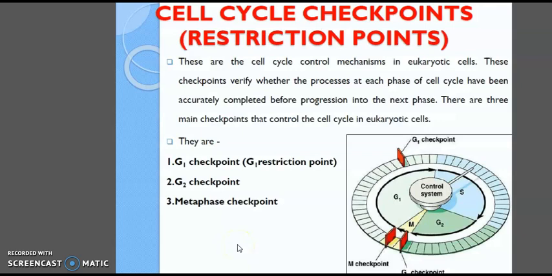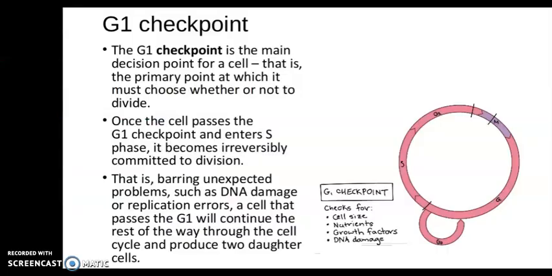There are three main checkpoints that control the cell cycle in eukaryotic cells. They are the G1 checkpoint or G1 restriction point, the G2 checkpoint, and the metaphase checkpoint. Let's see what's happening in the G1 checkpoint. The G1 checkpoint is the main decision point for a cell, that is, the primary point at which it must choose whether or not to divide.